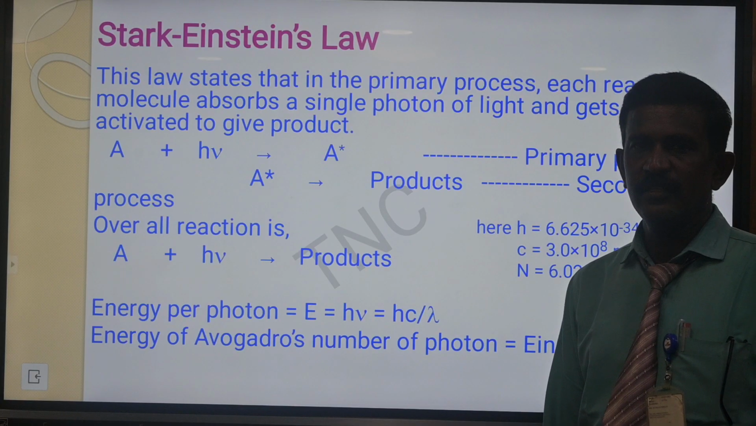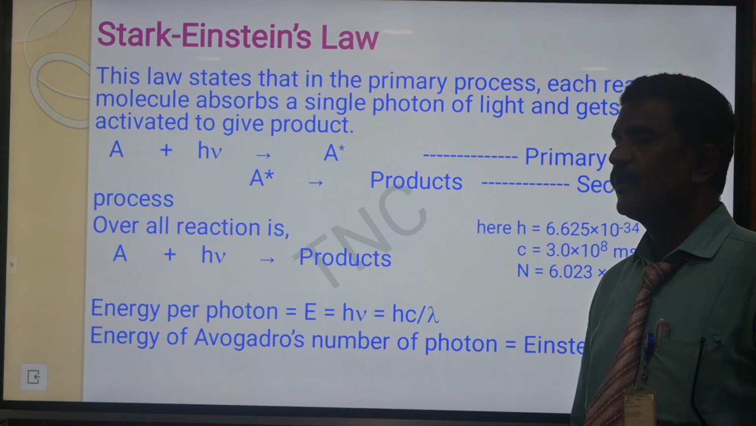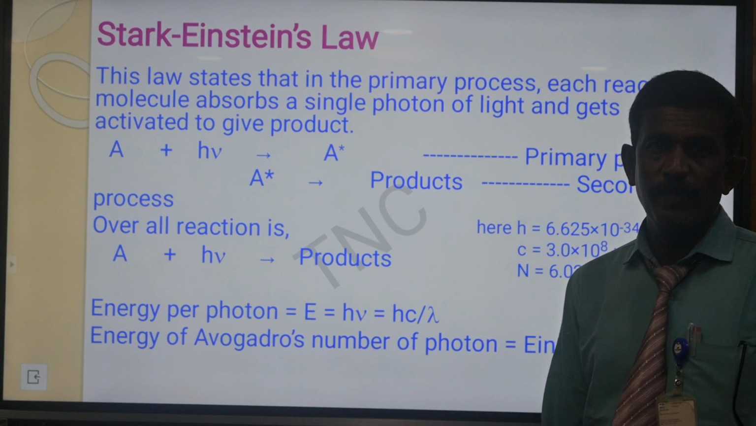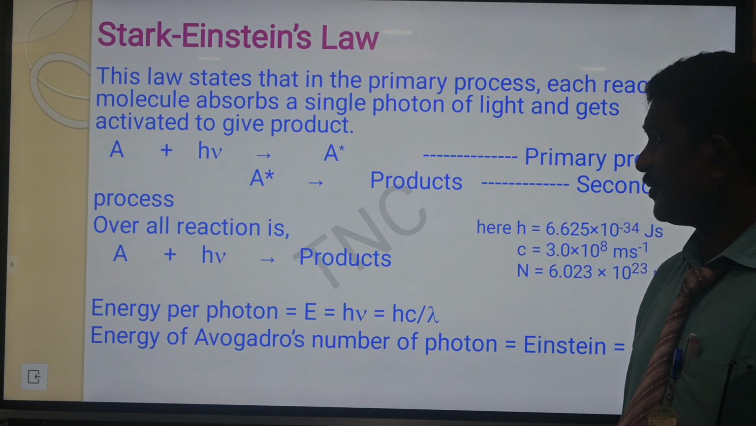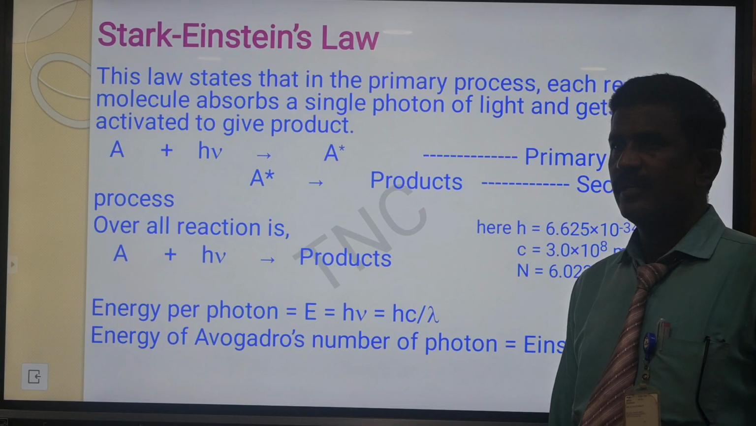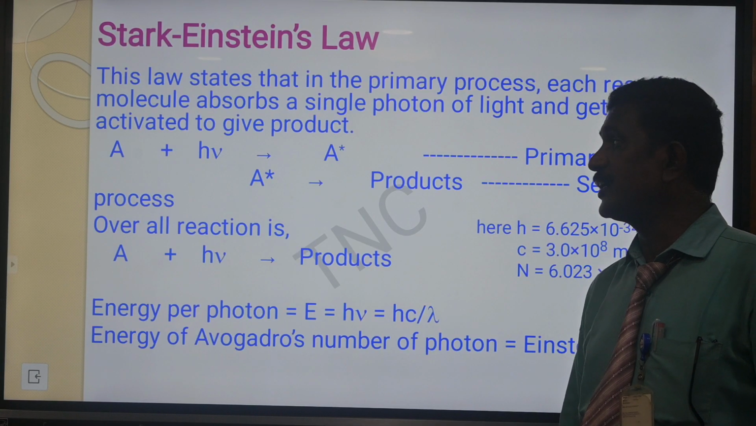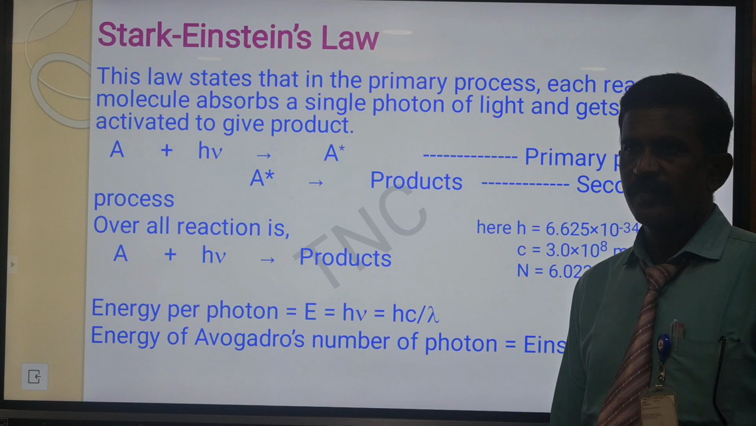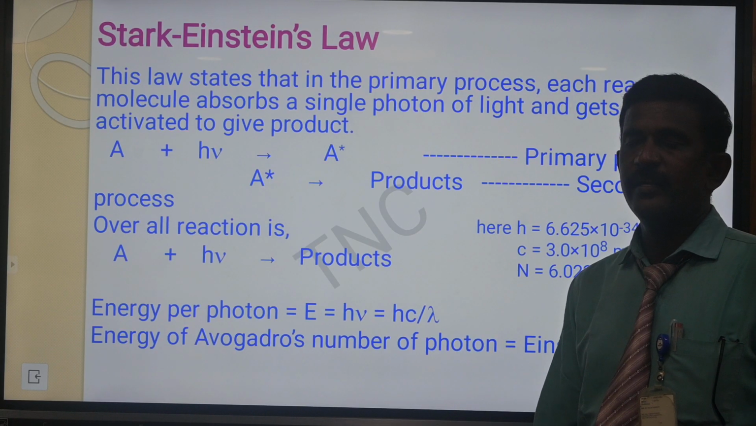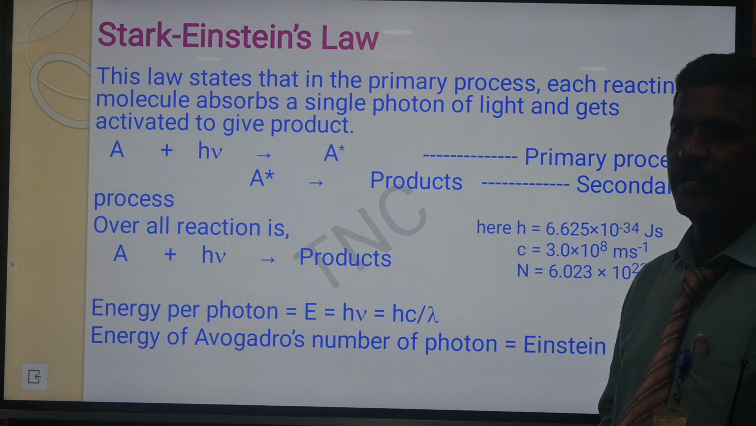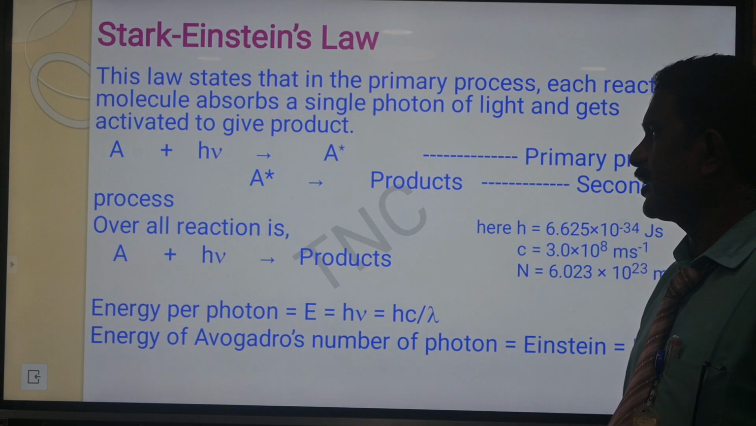This law assumes the photochemical reaction occurs in two steps. The first step is a primary process, and the second step is a secondary process. In the primary process, the reactant absorbs light energy and goes to a higher energy state, that is, the excited state. From that excited state, it moves to the second step, where the excited molecule can take part in the chemical reaction and can be converted into product. So that is the secondary step.